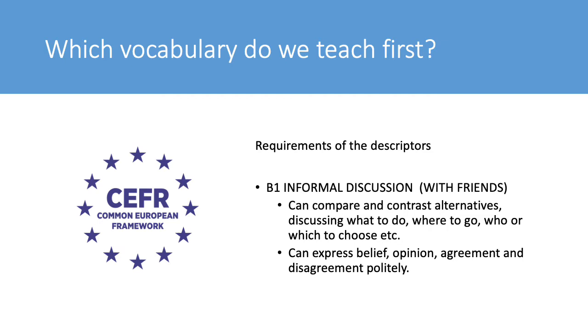When we want to prepare our students to meet the requirements of B1 informal discussion with friends, as we see here on the right, we need to consider what the patterns of normal usage are when people compare and contrast alternatives and what language is used to express an opinion, etc. These involve words in their patterns, some aspects of grammar, and especially functional phrases such as sentence stems.